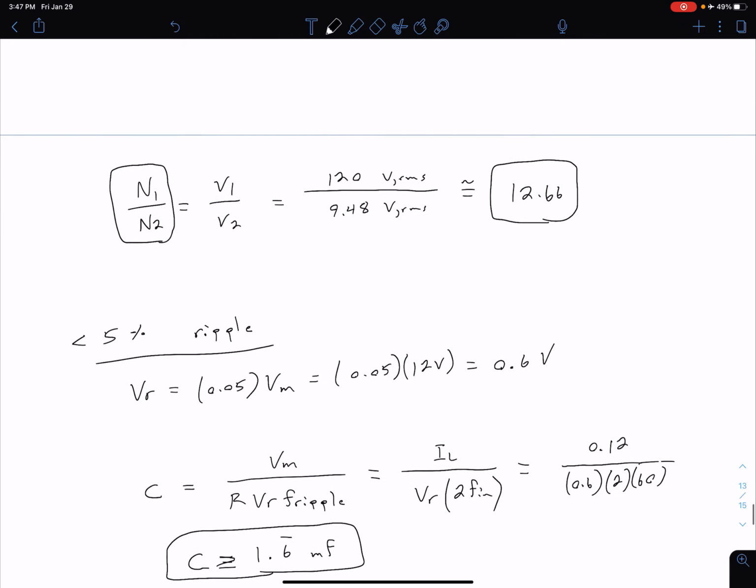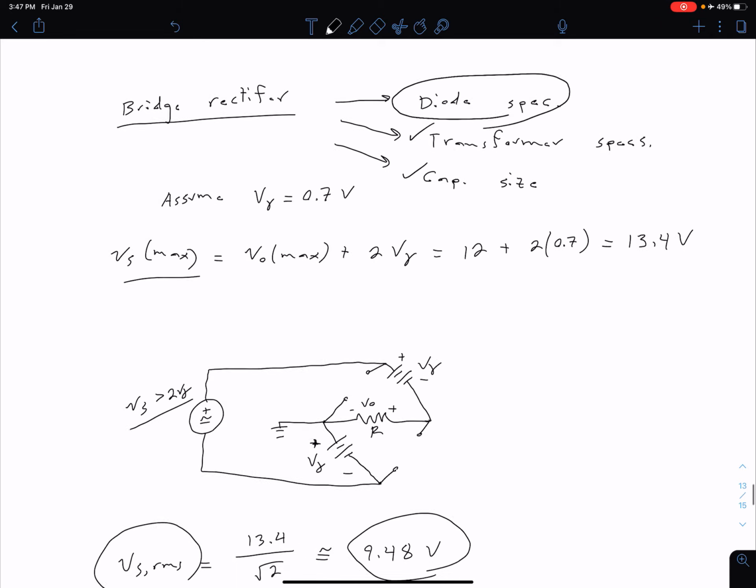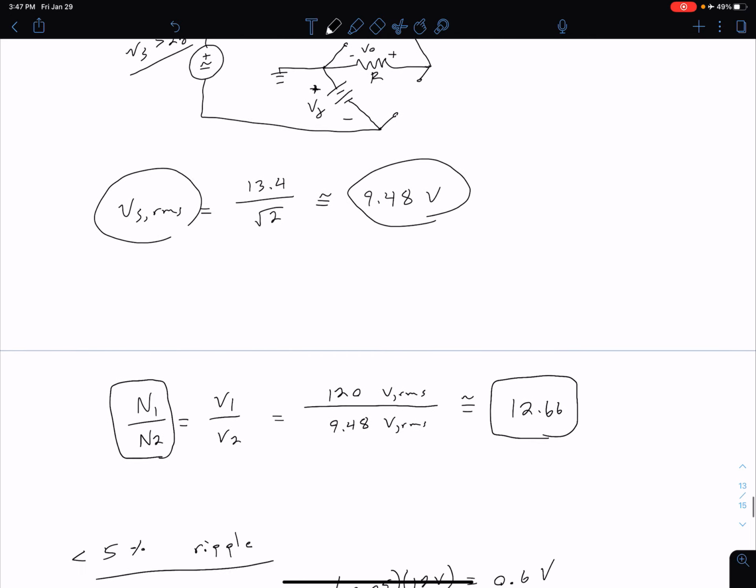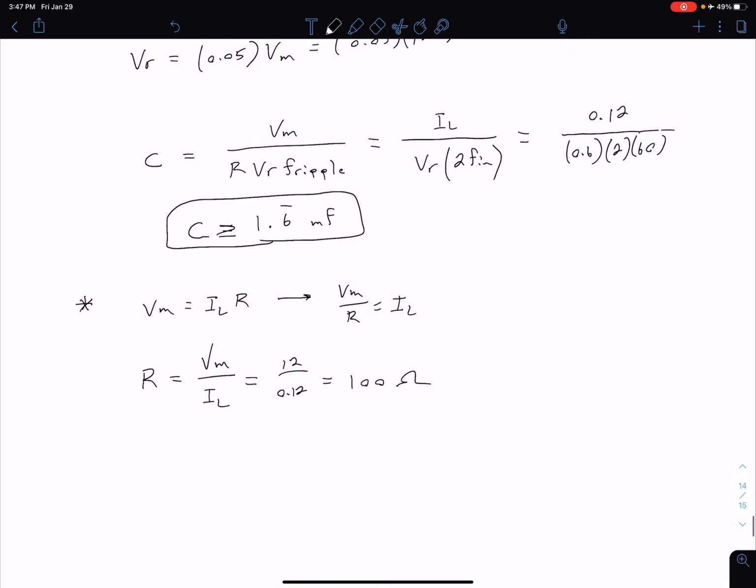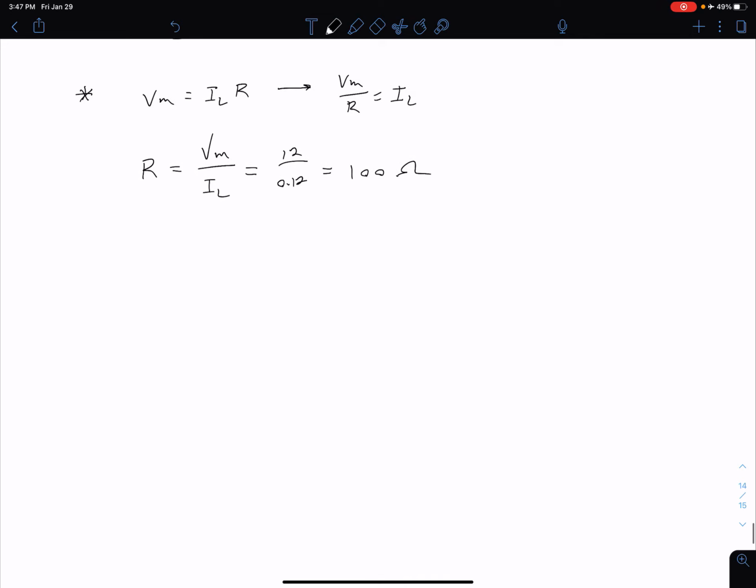However, for the last thing that we're trying to find, so we've done our capacitor size, we've done our transformer specs, now we need to look at our diode specs. We're going to use those two equations that we didn't derive, but we just put up, for our maximum and average diode current. Both of those equations require us to have this R value here.